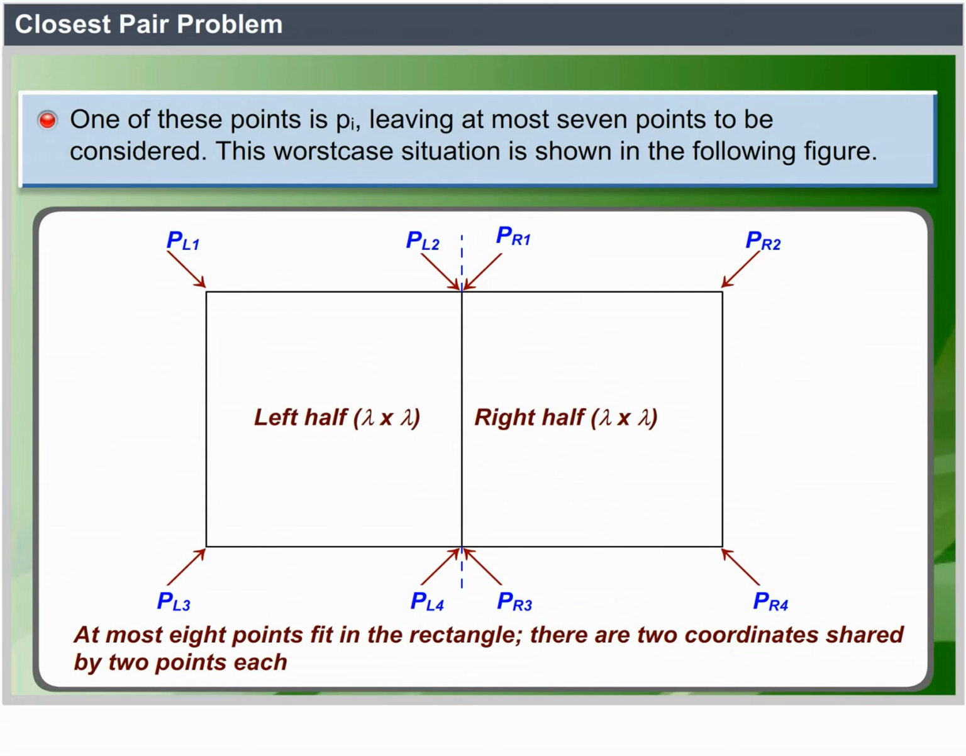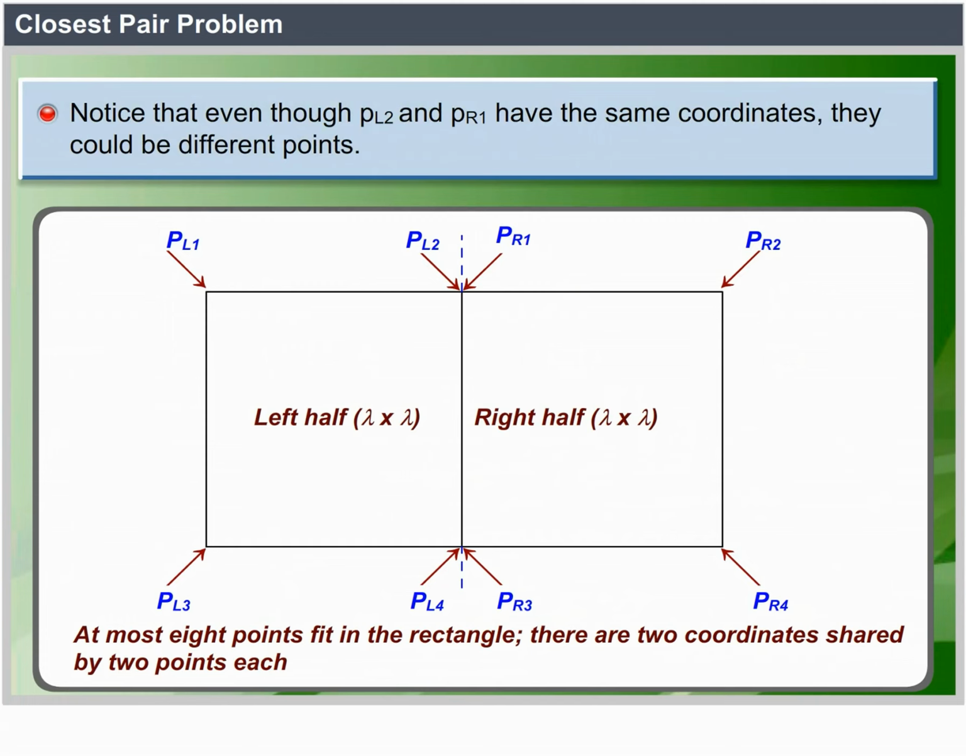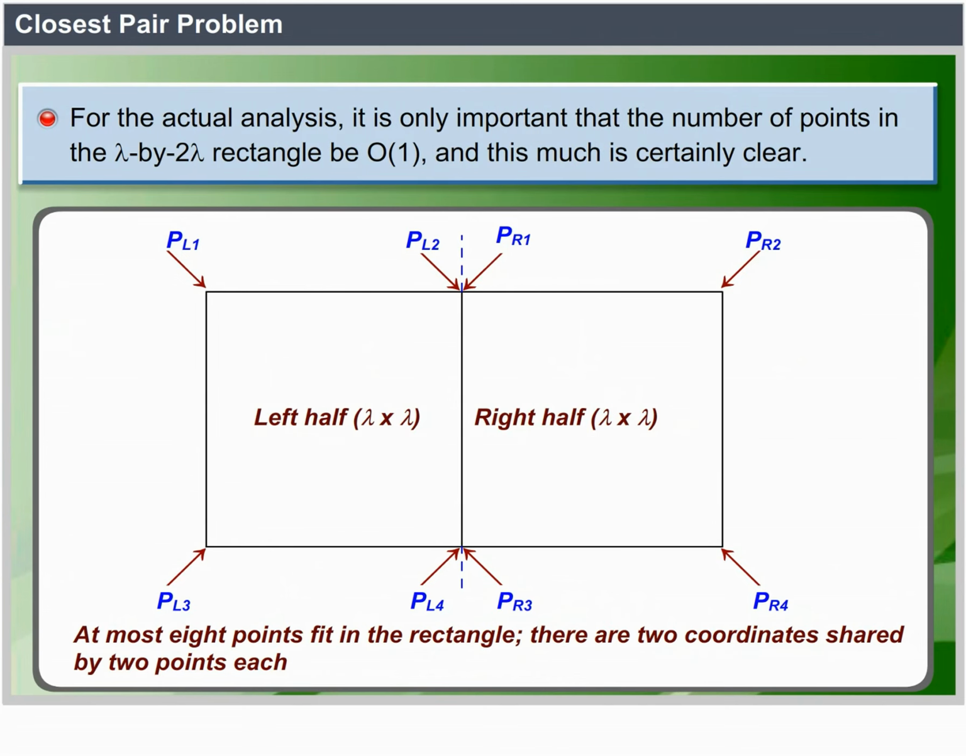Notice that even though PL2 and PR1 have the same coordinates, they would be different points. For the actual analysis, it is only important that the number of points in the delta by 2 delta rectangle be O(1), and this much is certainly clear.